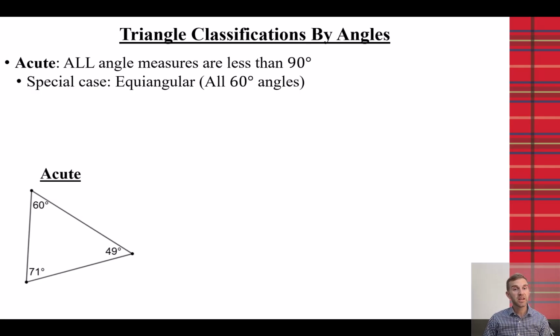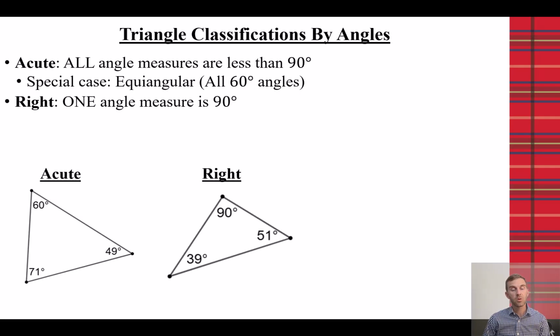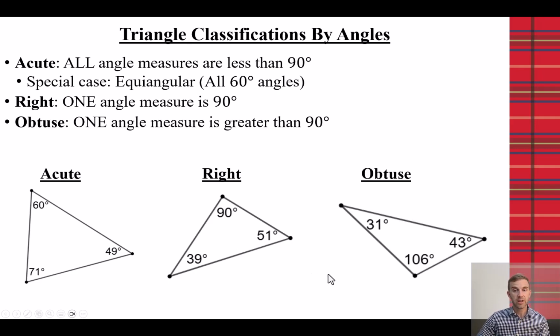Now we can have a special case that's called the equiangular triangle where all three angles are 60 degrees, therefore they're all less than 90. That's a special acute case. We can also have right triangles where all three angles have to add up to 180 degrees. We have one 90-degree angle, which means the other two have to be complementary. And finally, you can have an obtuse triangle where one angle is greater than 90 and all three of them will then add up to 180 degrees.